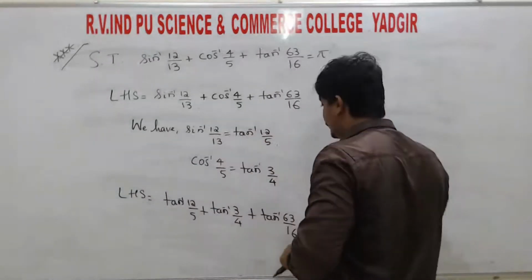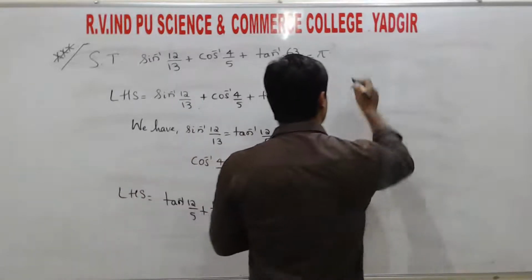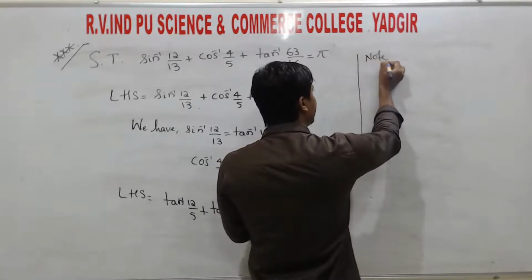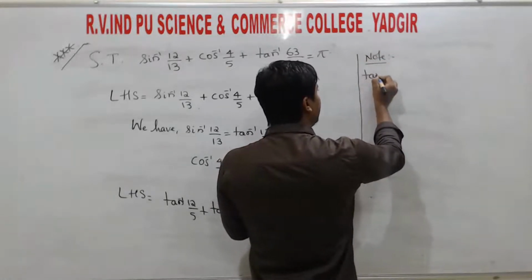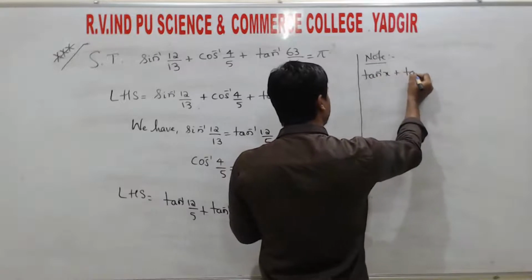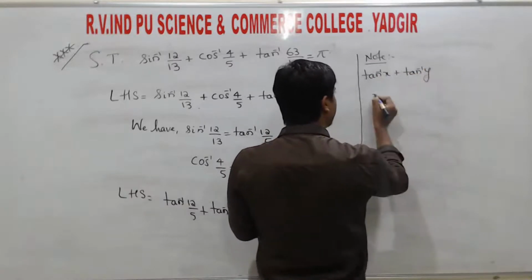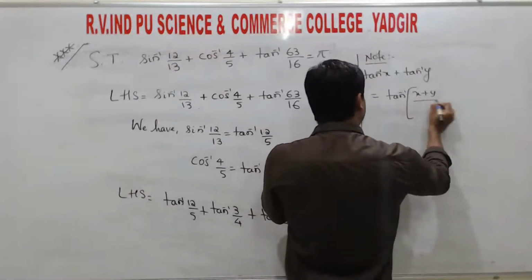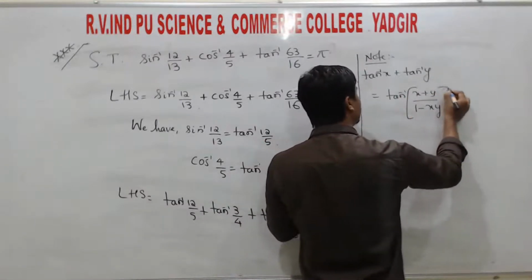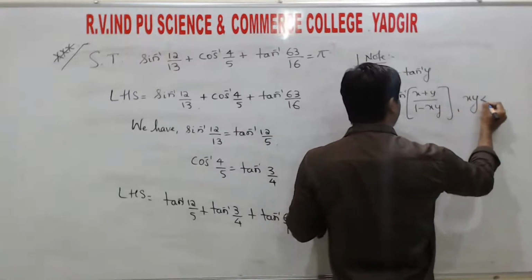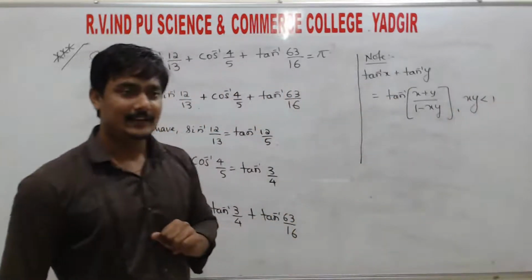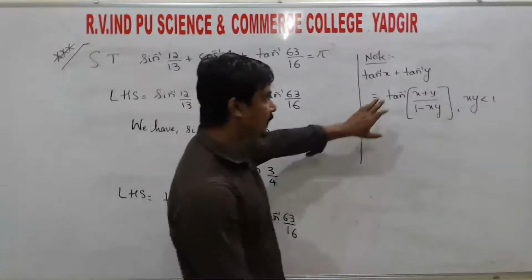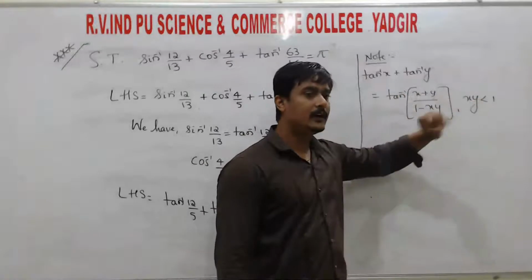Now, do you remember this? Already we have noted this point. Do you remember it, dear students? The tan inverse x plus tan inverse y formula is tan inverse of x plus y divided by 1 minus x into y, if x into y is less than 1. Isn't it? So this formula holds good if x into y is less than 1.